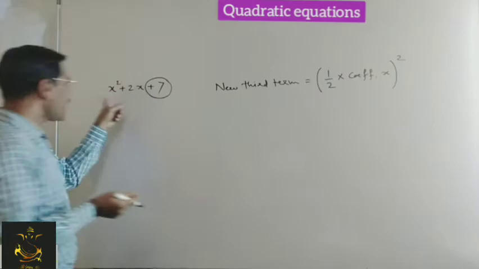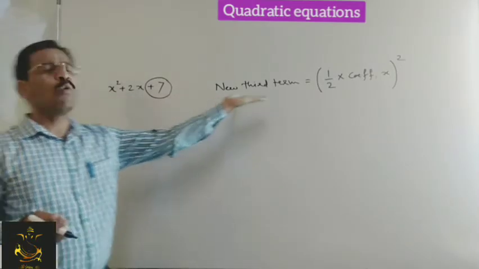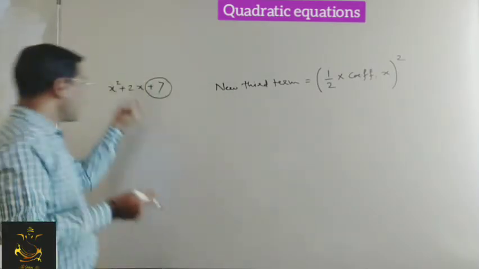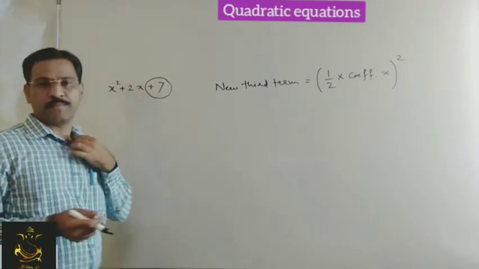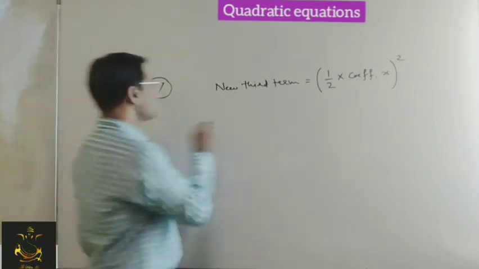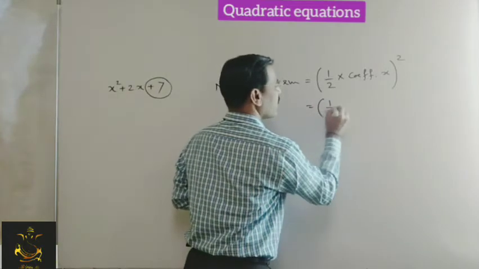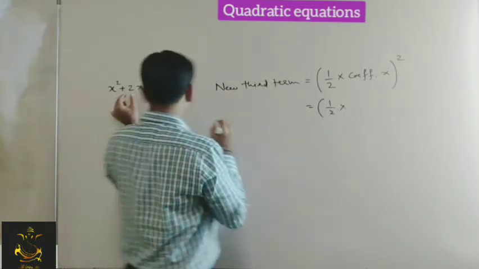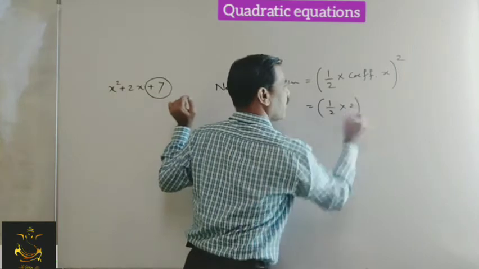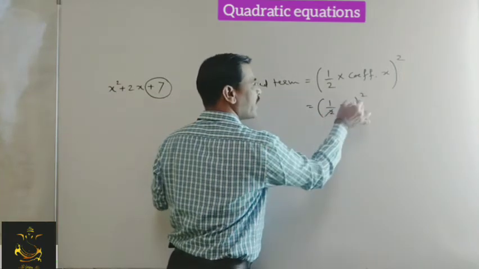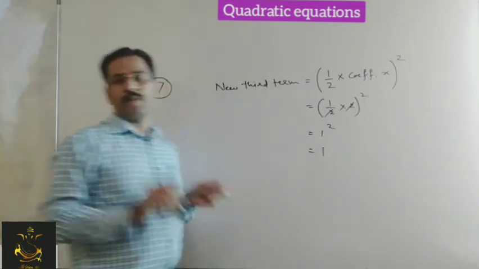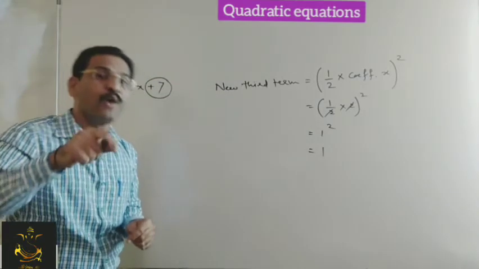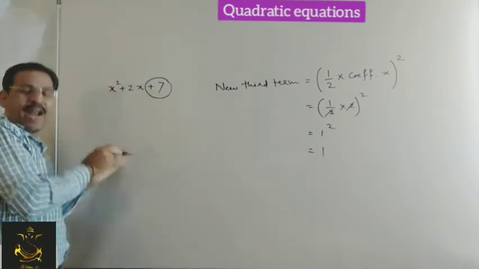Suppose y is the variable, then write y. Where is it? Here. This is the square term, this is the x term, and this is the constant. Now what is the coefficient here? Half into 2, square, and this 2 gets cancelled. How much do you get? 1. That is 1 square, so it is 1. Understand? So that 1 we are going to add and subtract.